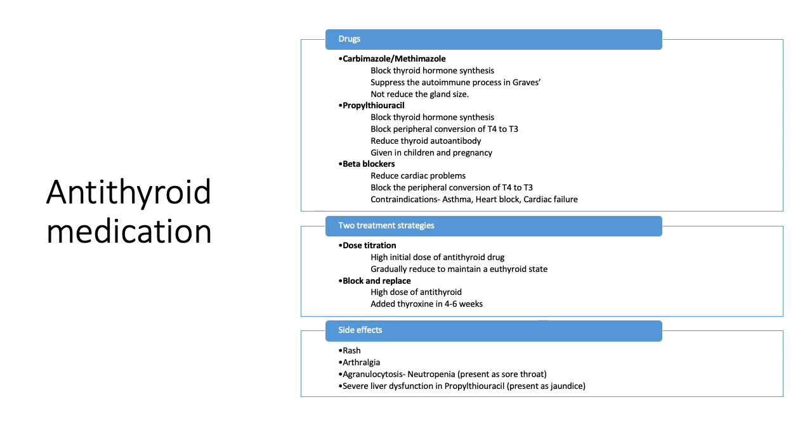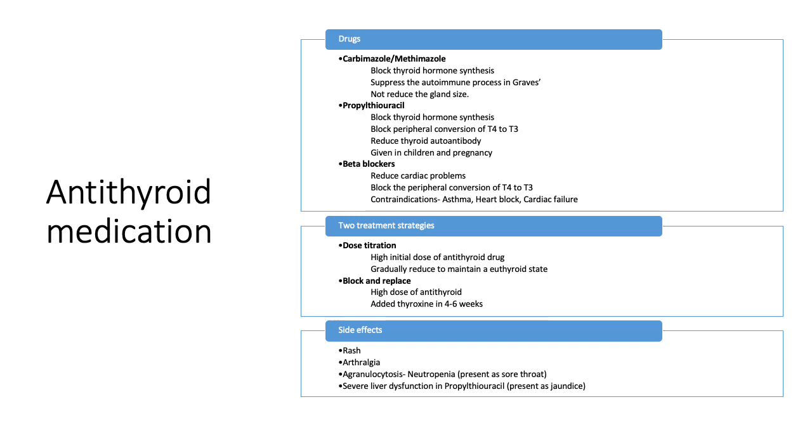Propylthiouracil will block the thyroid hormone synthesis, it will block the peripheral conversion of T4 to T3, and reduce the thyroid autoantibodies. Propylthiouracil is given in children and pregnant women. Beta blockers such as propranolol block the peripheral conversion of T4 to T3. At the same time, it reduces the cardiac problems. But there are contraindications to use beta blockers such as asthma, heart block, and cardiac failure.